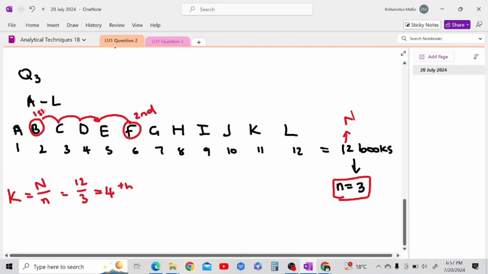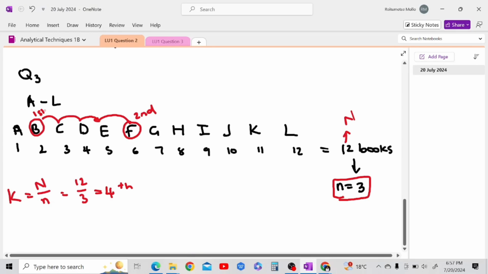So let's see now. We're going to count again. Every 4th unit, we're going to add 4 again. So it's 1, 2, 3, 4. So it means that J is going to be the 3rd book, or the last book, that we are going to select in the sample. We cannot select L or K.